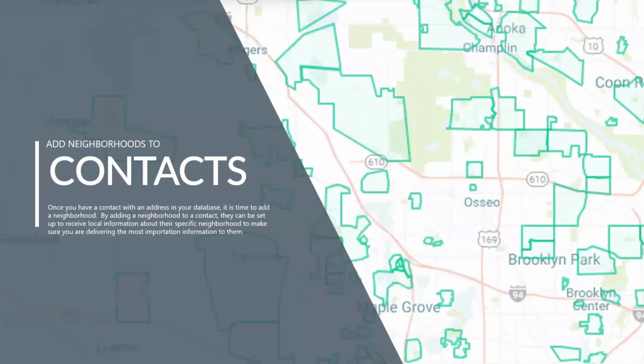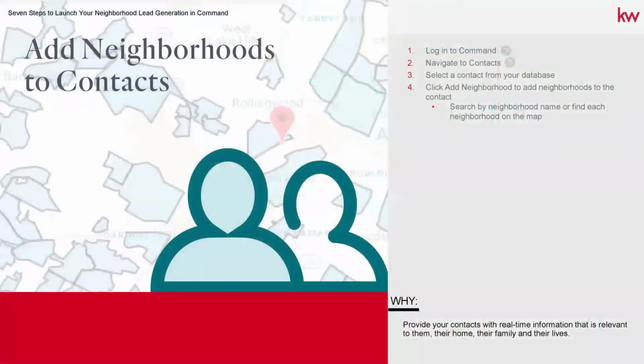Once you have contacts in your database, one of the most exciting features right now for a lot of agents is adding neighborhoods to those contacts. So once you get them set up, you can go into the contact card and associate them with a neighborhood or neighborhoods. Here's the 3rd page of the 7 steps handout, and these are basically screenshots of that.